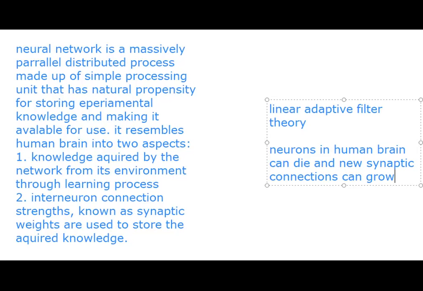That is the things that you are learning, constantly learning in your engineering days, that can grow. And this is one of the advantages, or disadvantages, of neural network theory. It has been conceptualized that it nearly mimics the human brain. So what you have learned in the first part is what a neural network is, and that it resembles linear adaptive filter theory, and the important terminology that a neuron in the human brain can die and new synaptic connections can grow, that I have explained.